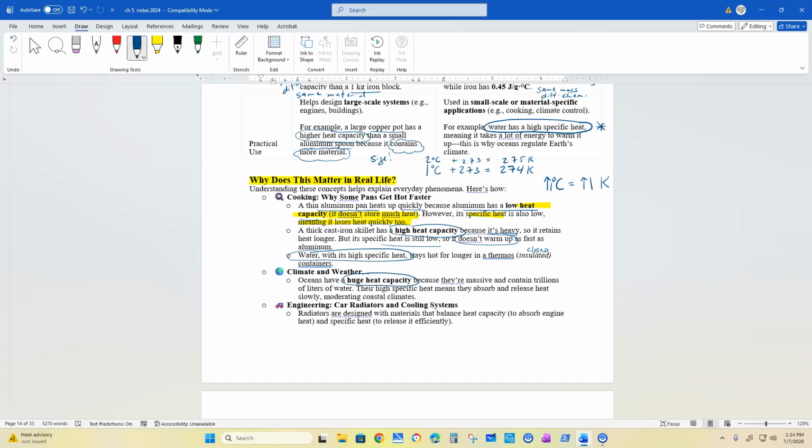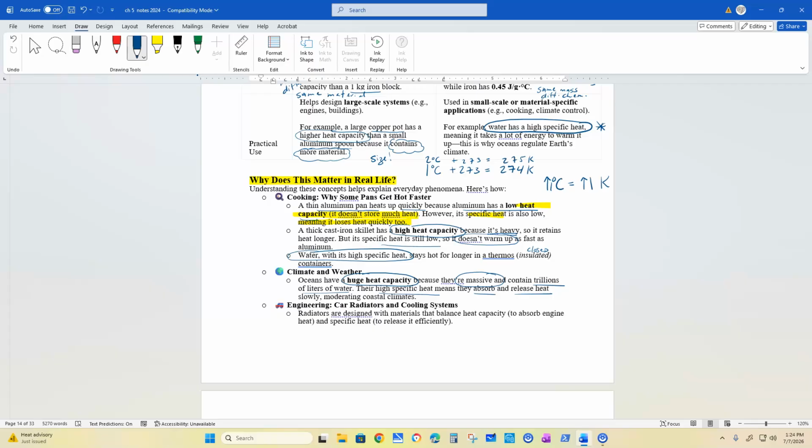Oceans have a huge heat capacity. So when the sun shines down on the water, it's massive and contains trillions and trillions of liters of water. Remember, this is about size. Their high specific heat means that they absorb and release heat slowly, moderating whatever coastal climates they're in.